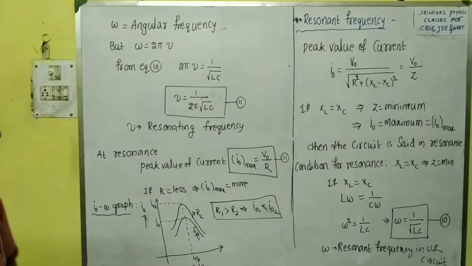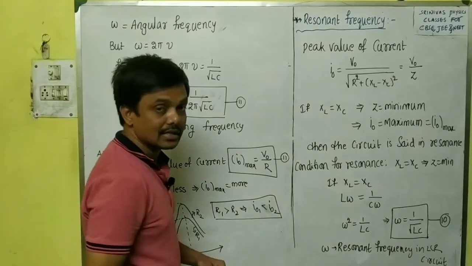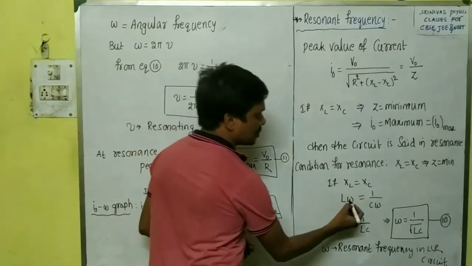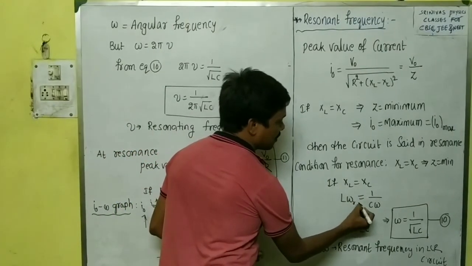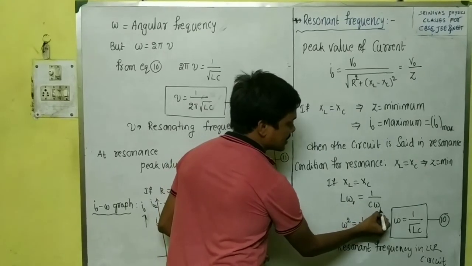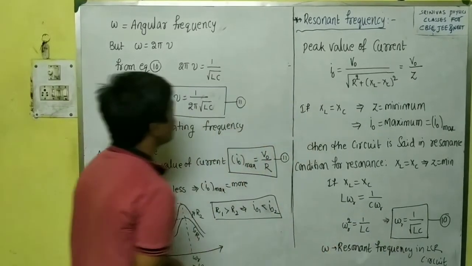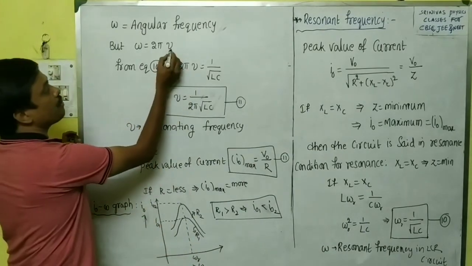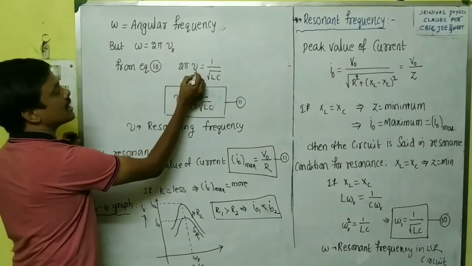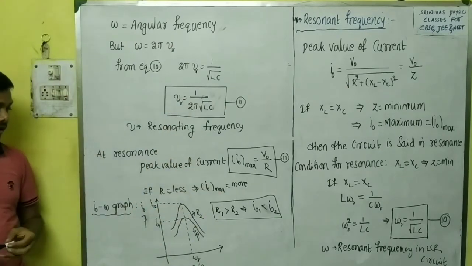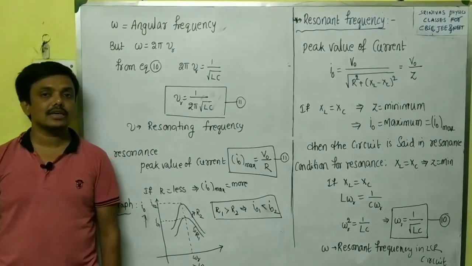And if you want to denote the resonant frequency, you can write omega suffix r also, no problem. This is 2 pi nu suffix r, that means resonant frequency, that's all. Okay, right, take the screenshot and note it.